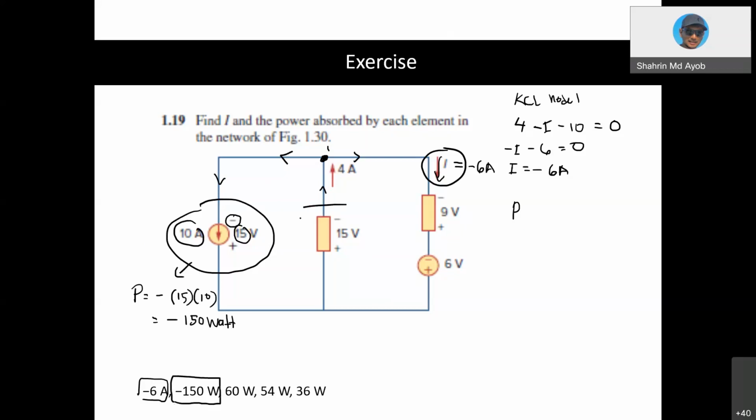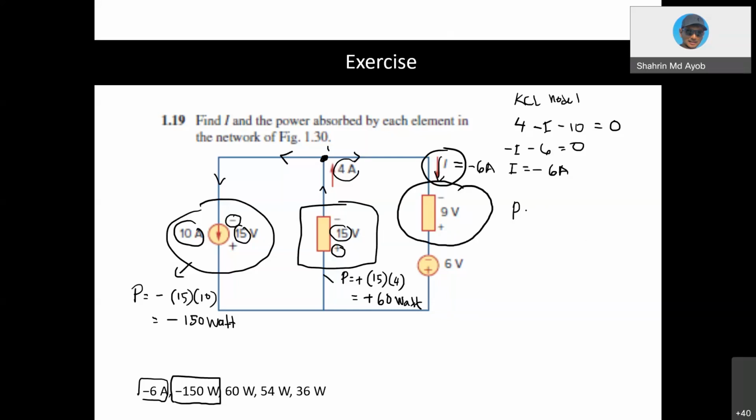And let's look at this element. The current is 4 ampere, and as you can see it is entering the positive terminal of the element, so your power is positive. The voltage is 15 and the current is 4 ampere, so you should get positive 60 watt.